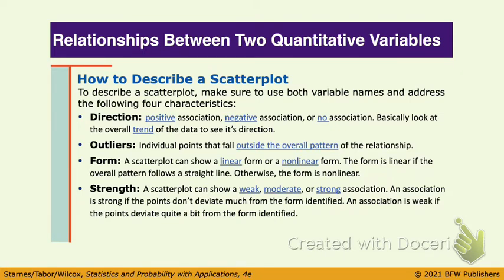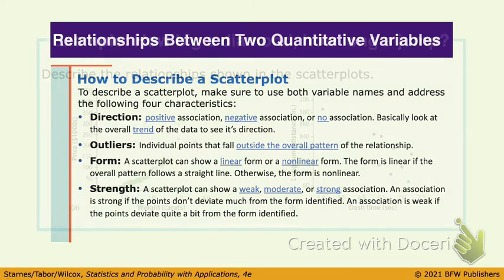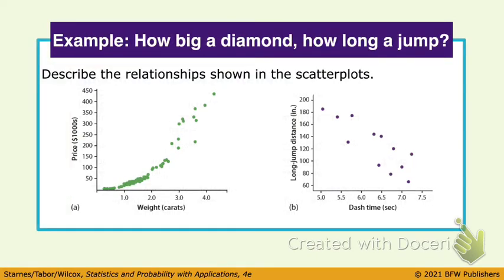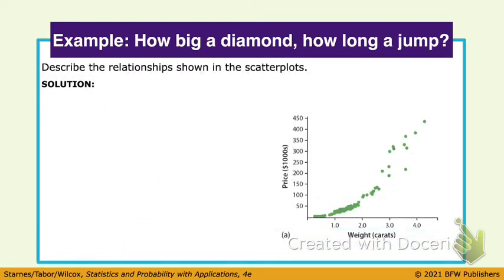Those are your strengths. So what does DOFS stand for? Direction, outlier, form, and strength. Direction: positive, negative, or none. Outliers, you just notate if there's any. Form, linear or not. Strength, weak, moderate, or strong. Cool? Cool, let's try it. We're going to describe the relationships of these two scatter plots. Let's look at this first one. What do you guys think? What is the direction of this scatter plot?